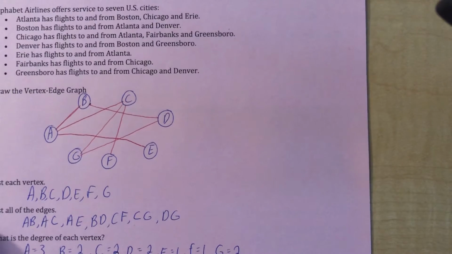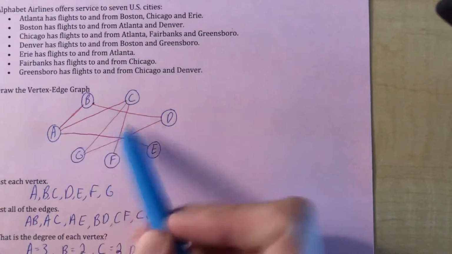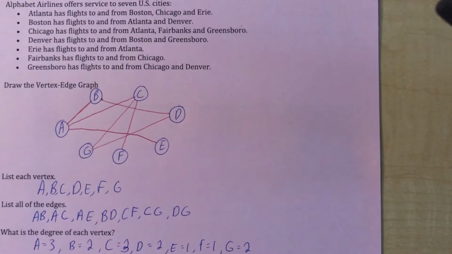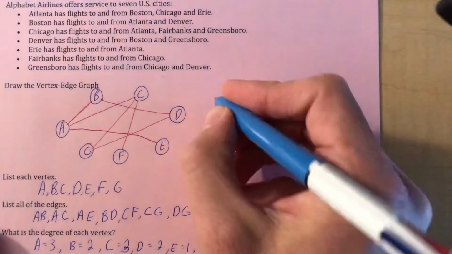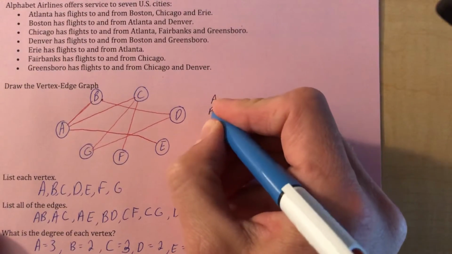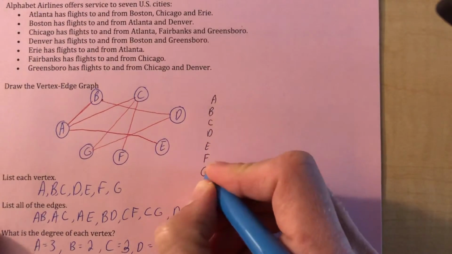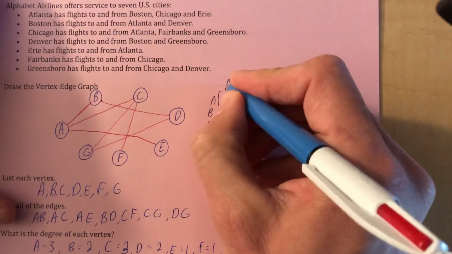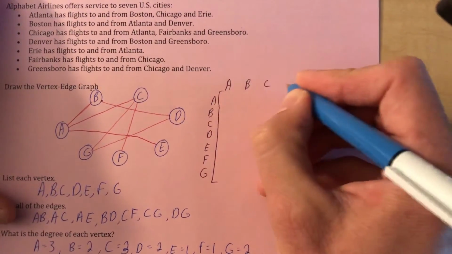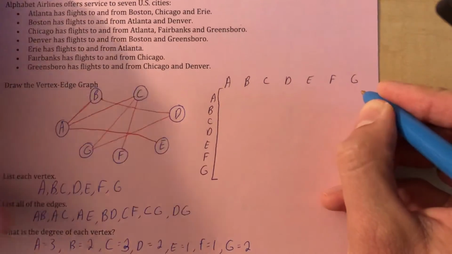So here we go. We are going to create a matrix that represents the paths that we can take, well, the edges on this vertex. And it's going to have 1, 2, 3, 4, 5, 6, 7 rows and 7 columns. So A, B, C, D, E, F, Greensboro. All right, there's that. And then the columns. A, B, C, D, E, F, Greensboro.